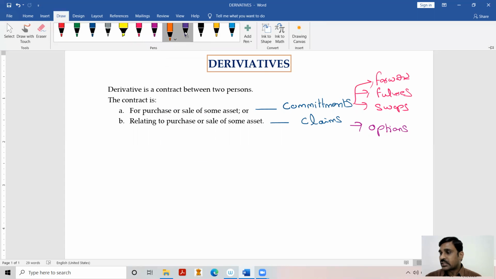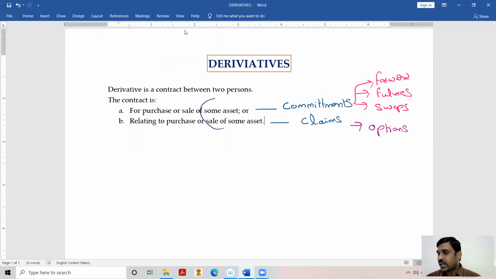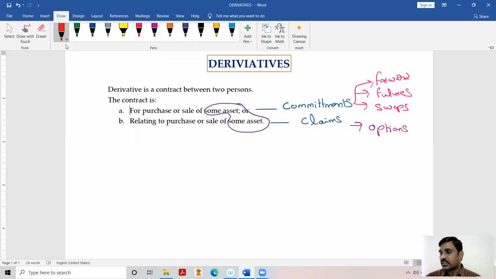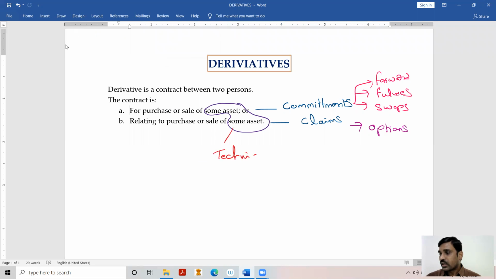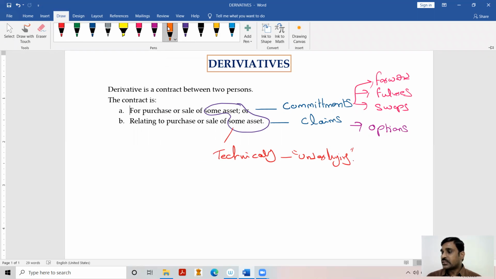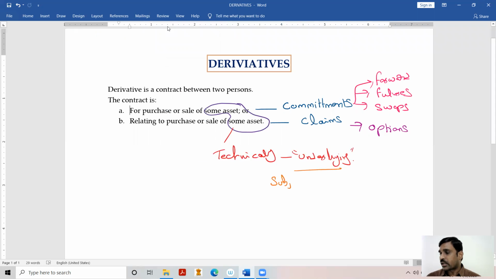This asset is technically called the underlying in the derivatives chapter, or in simple terms, it is the subject matter of the contract. Don't go by underlying and all those technical terms. In plain language, it is the subject matter of the contract, as simple as that.